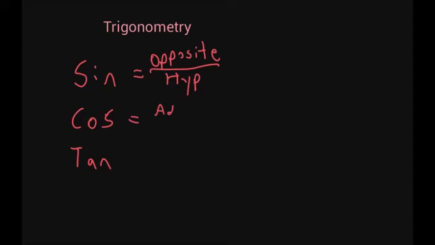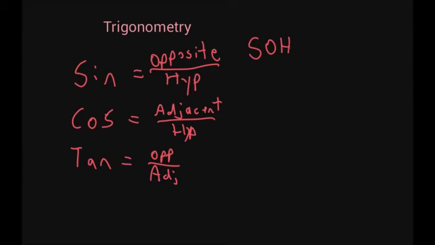Cosine would be the adjacent over the hypotenuse. And the tangent would be the opposite over the adjacent. Just abbreviate there again. So sometimes you'll see this: SOHCAHTOA.